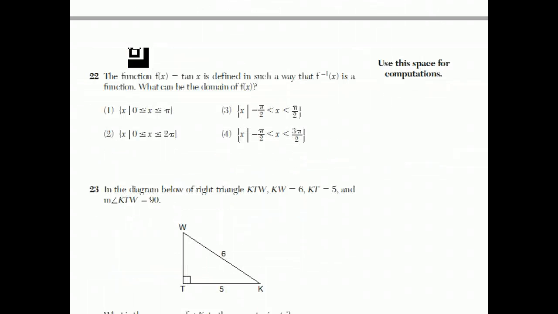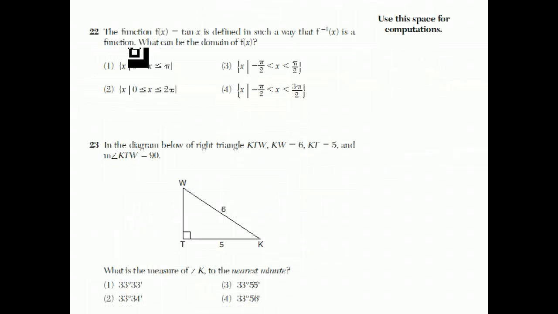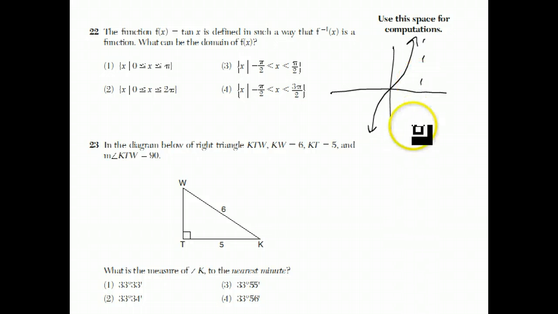22. The function f of x equals tan x is defined in such a way that f inverse of x is a function. I'm real surprised about this question. So the graph of tangent looks something like this.